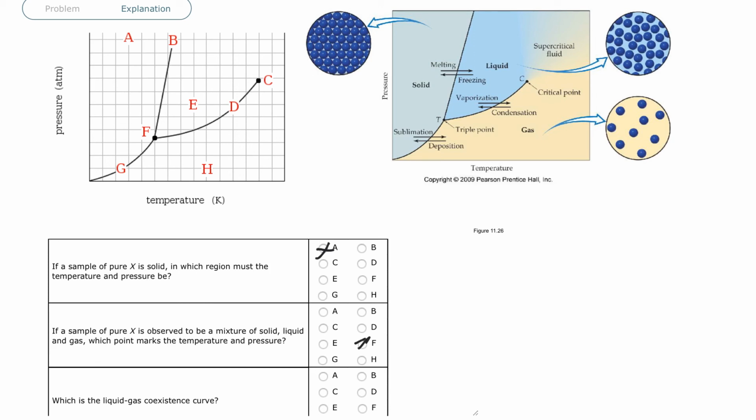So you'd write F. And then the last question is, which is the liquid-gas coexistence curve? So where does it go between a liquid into a gas? As you raise the temperature, it'll vaporize or turn into a gas. That would be the line D. That's the coexistence curve. Sorry, not F. It would be D. All right, very straightforward. I think you have no problem here.